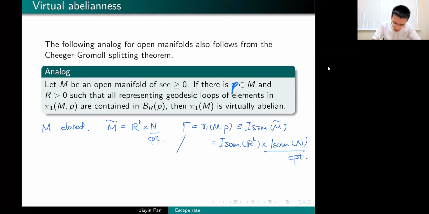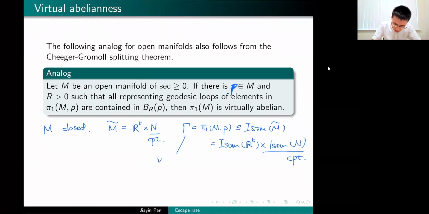Okay, so we know Gamma is virtually nilpotent. We can apply the result by Milnor and Gromoll here. That actually simplifies the proof because we can start with nilpotent groups. Then there's an algebraic result, not very difficult to show actually: any nilpotent subgroup inside Isom(R^k) times a compact Lie group must be virtually abelian, right? So then you can show that Gamma is virtually abelian. So that's roughly the story.